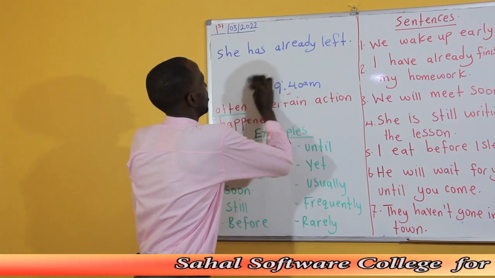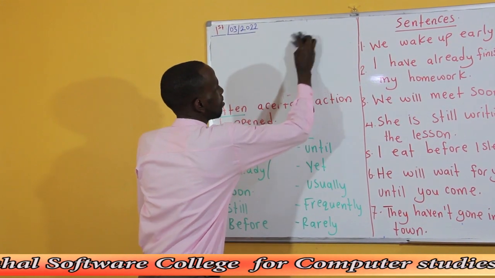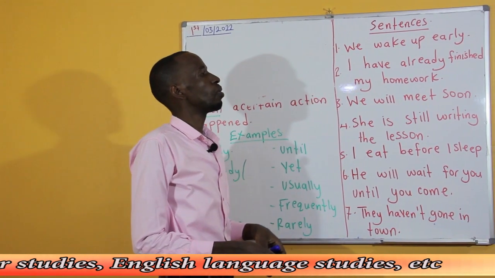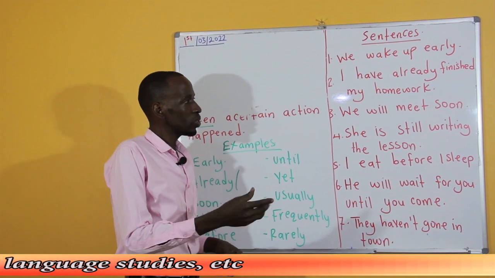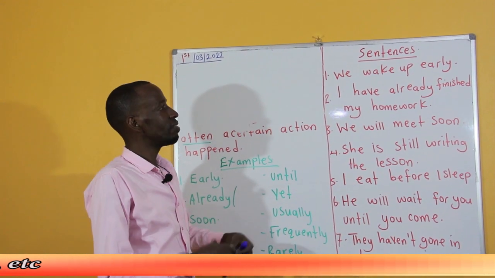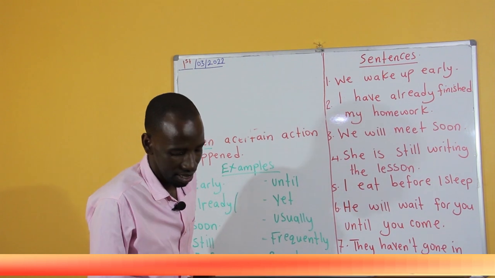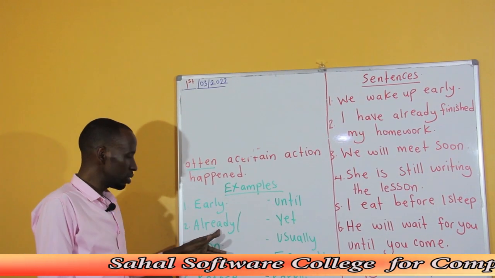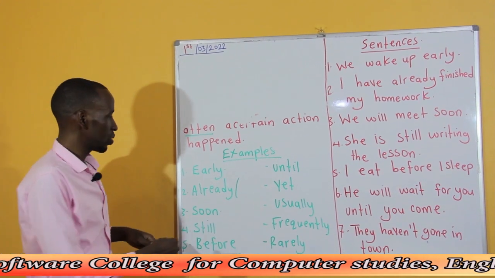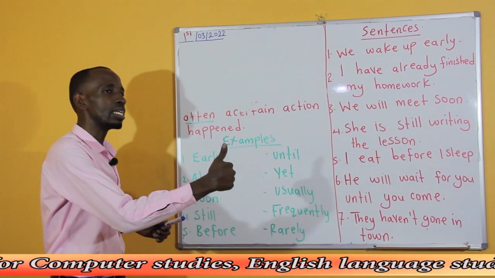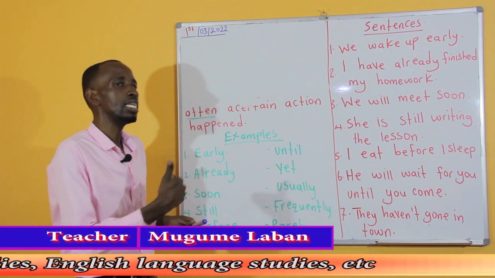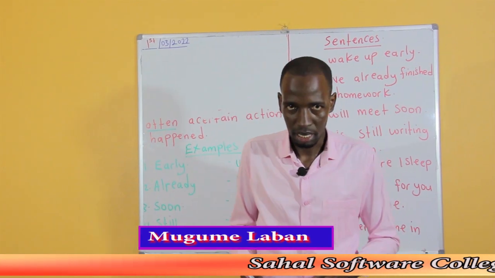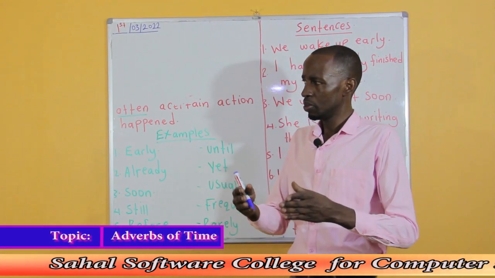Thank you. Now, I think I gave an example. I gave example number 2. I said, I have already finished my homework. The question is, have you finished your homework? Then the answer is, I have already finished my homework. So when you use already, it means you are talking about something happening earlier than expected. That's very important for you to understand.